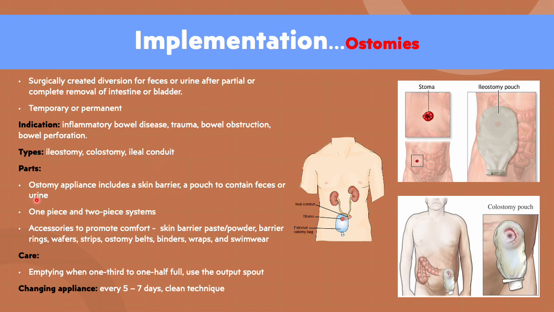The parts of an ostomy include the ostomy appliance, which includes a skin barrier or pouch to contain feces or urine. They can be one-piece or two-piece systems. Accessories to promote comfort include skin barrier, paste, powder, barrier rings, wafers, strips, ostomy belts, binders, wraps, and swimwear. Care for ostomies includes emptying when 1/3 to 1/2 full and using the output spout. Changing appliances is done every 5 to 7 days using the clean technique.